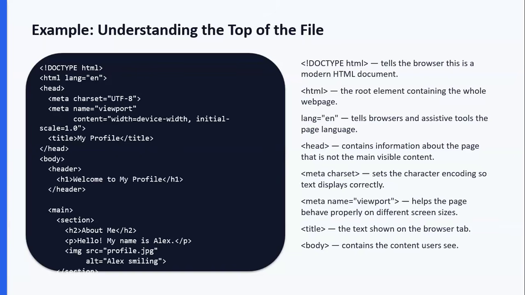Now, the doctype tells the browser that what you're doing is a modern HTML document. That is basically it. Without it, your browser wouldn't know what you're doing. Now, the HTML lang attribute tells the browser and assistive tools the page language. This tells you that everything in this page is English, not a different language. Do you understand?